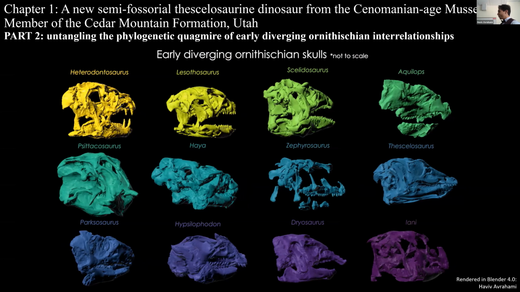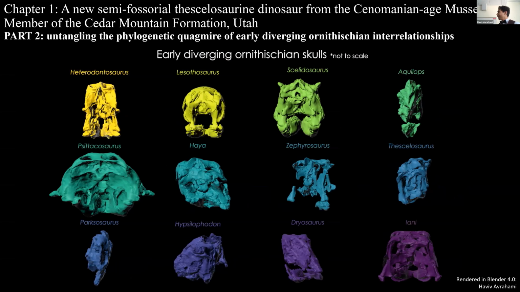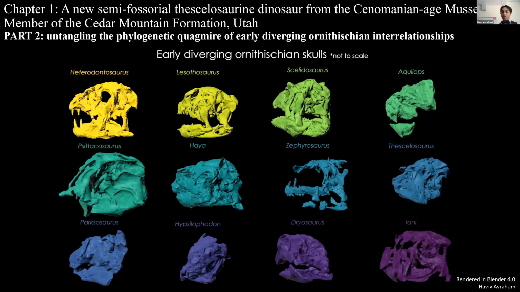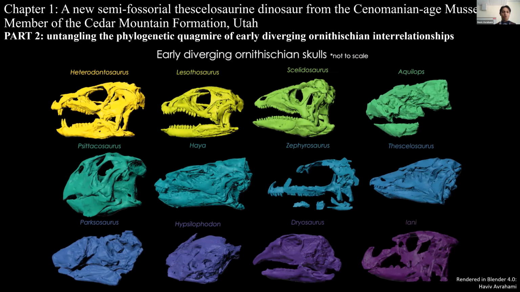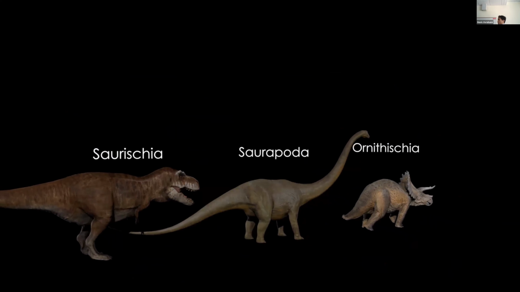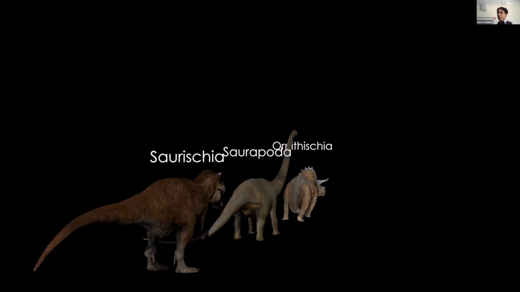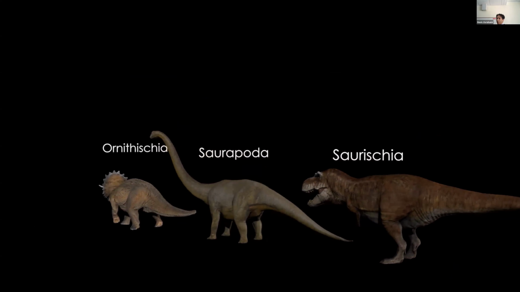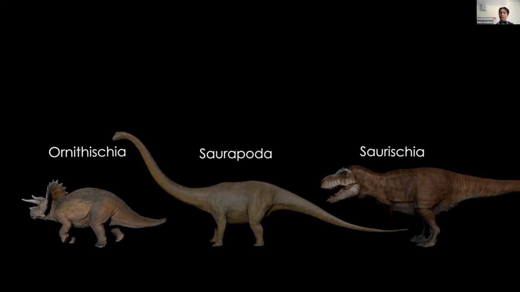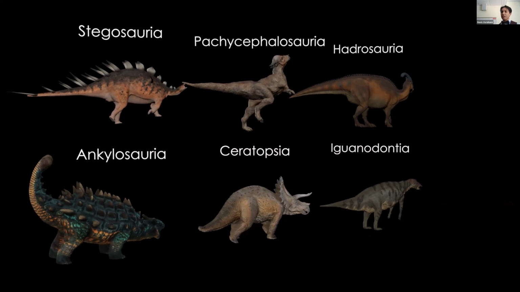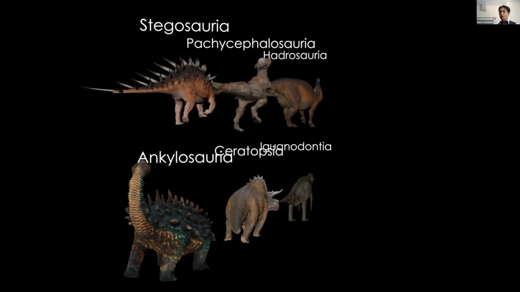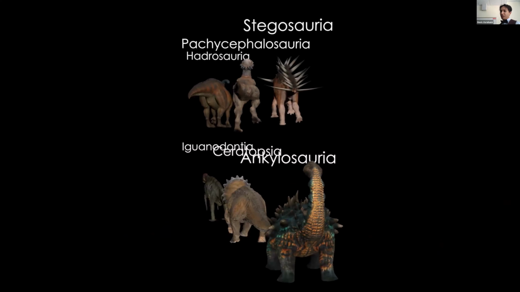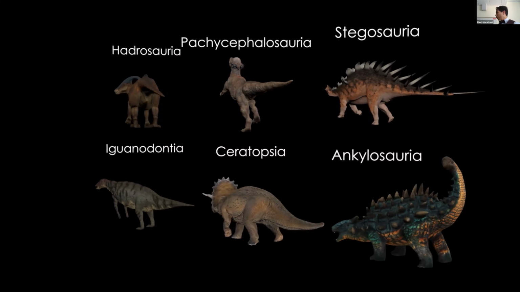Okay, part 2 of chapter 1. This is where we're going to talk about evolutionary relationships. So broadly speaking, there are 3 main taxonomic groups of dinosaurs. There's the mostly meat-eating saurischians, the long-necked plant-eating sauropods, and the plant-eating ornithischians. And Ornithischia is by far the most morphologically diverse group of dinosaurs, as can be seen here with the most well-known groups.